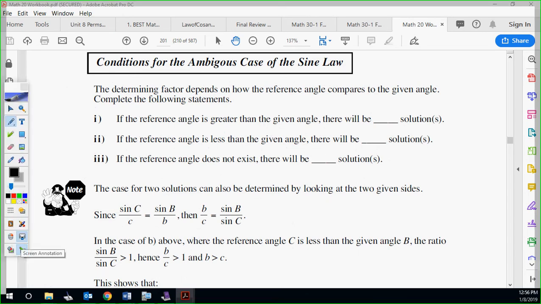Well, the information they give you, if you label it, yes. But remember it's SSA, right? So look for SSA. Determining factor depends on how the reference angle compares to the given. Complete the following statements. If the reference angle is greater than the given angle, there will be 2. Good. If the reference angle is less than the given angle, there will be 1. If the reference angle does not exist, like we can't get it, there's none. So this is when we do our work at the end there.